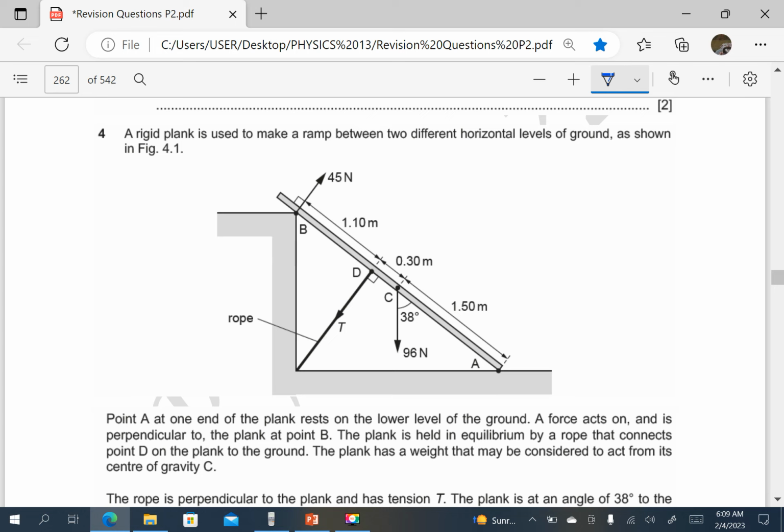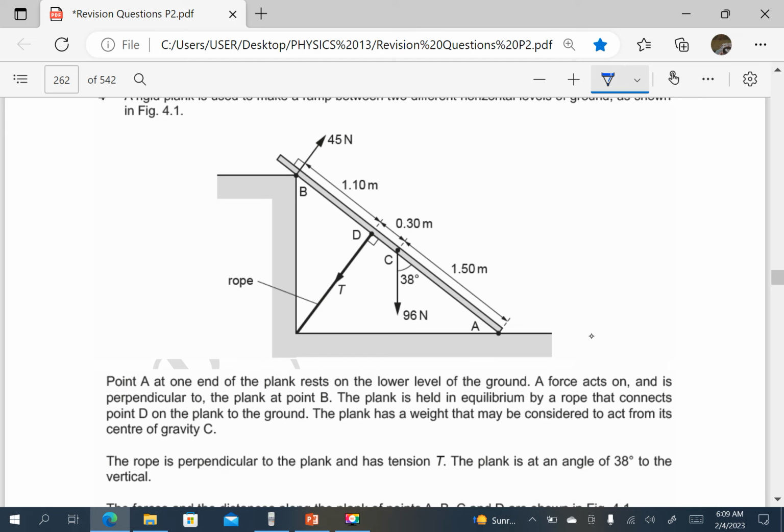A rigid plank is used to make a ramp between two different horizontal levels of ground as shown in the figure here. Point A at one end of the plank rests on the lower level of the ground. The force acts on and is perpendicular to the plank at point B. So the force at point B is perpendicular to the plank. That means the perpendicular distance of 45 newtons from A is going to be the sum of 1.1 plus 0.3 plus 1.5.